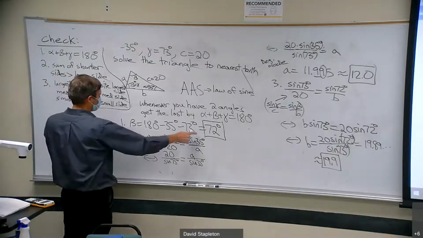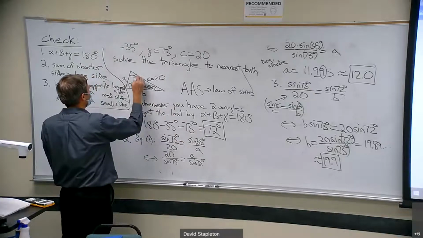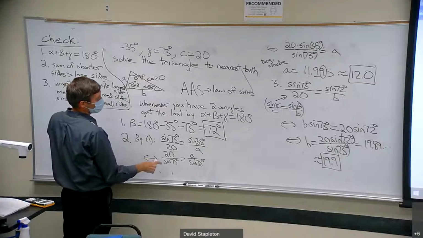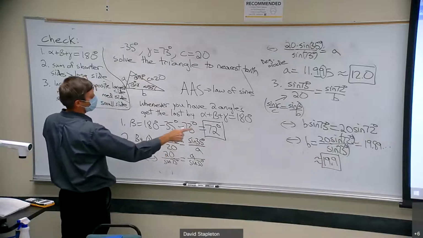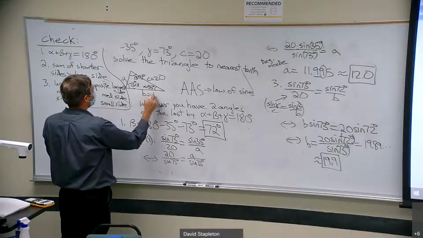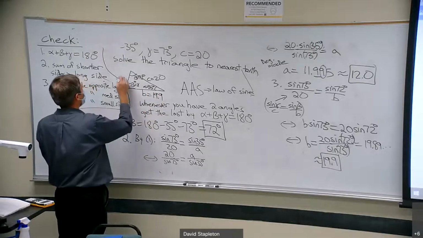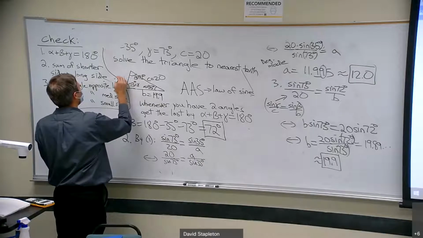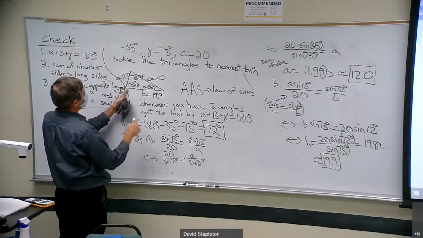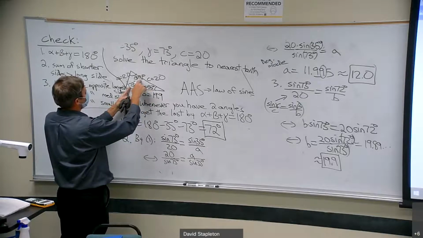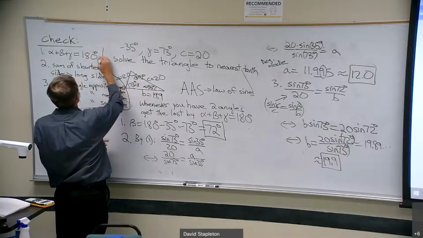So here's what I got. It's 72 degrees for beta. And then let's see, B was 19.9. So take the picture you already made, and then A was 12.0. And now you look at these. Do these angles add up to 180? This one plus this one is 108, plus this one, sure enough, 180.